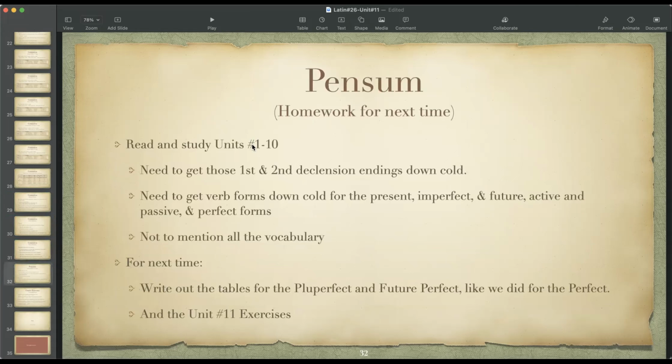Okay. Anyway, my usual admonitions: read and study units 1 through 10. You will note that I increment that number with every unit we get through. Get the first and second declensions down, get the verb forms down for the present, the imperfect, the future, the active and passive, and the perfect forms, not to mention all the vocabulary. I realize it can be difficult to find time, but we are building, if you wish, a very tall building. And if you don't get the foundation squared away, well, you'll have foundation problems, shall we say.